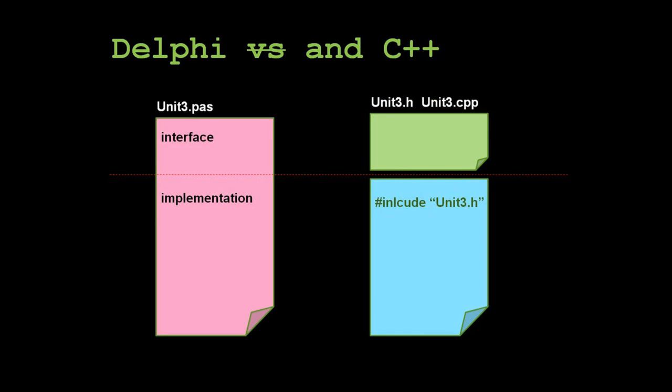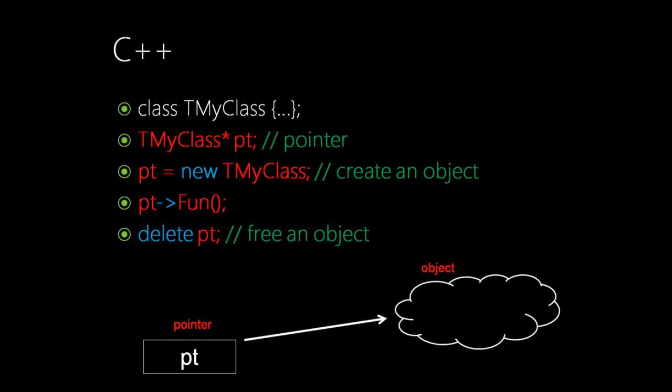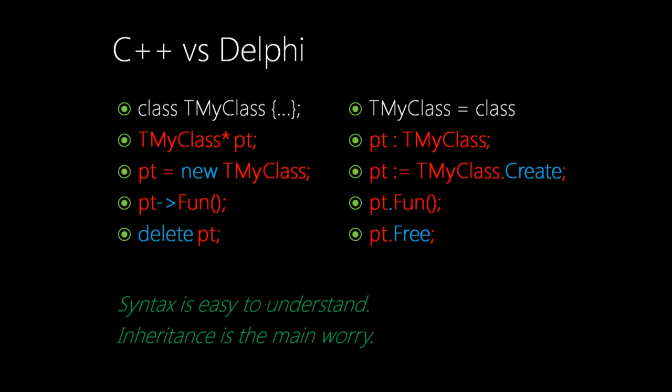From the previous episodes, we've got that both Delphi and C++ source codes split the logic into two parts. The part where classes are declared and the part where methods are implemented. Then we've got that in C++ we use pointers to manage created objects. An object is created by the new operator. And we free or destroy or delete the object using the corresponding operator. Object-oriented syntax is quite the same. It's easy to understand.